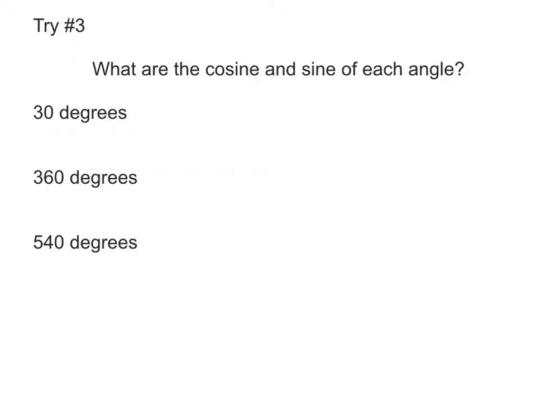It says, what are the cosine and sine of each angle? All right, so to find the cosine and sine of each angle, again, we need to go ahead and draw our unit circle. So I'm just going to draw that unit circle really quickly, just so that we have an idea of where these points go. So there's one here, here, here, and here. This one is 1, 0. This is 0, 1. This is -1, 0. And this is 0, -1.